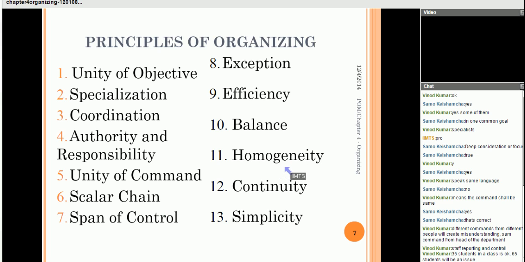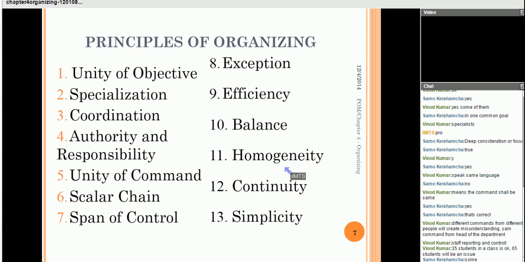Then homogeneity: all the activities should be homogeneous. If there is a team of Siebel CRM of 7 people, then all of them should be doing the same kind of activity. Okay.